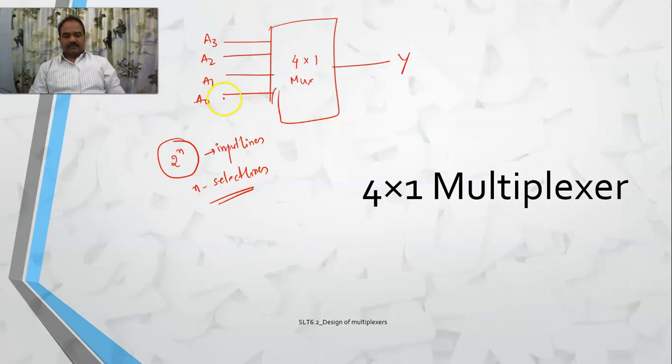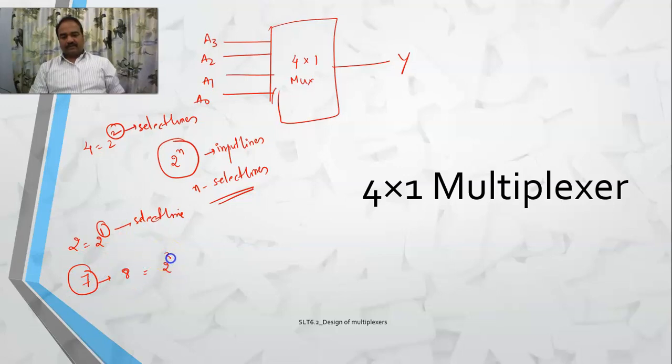So now 2 power n, this is 4, right? So 4 is equal to 2 square, so 2 will be the select lines which you do require. In the earlier case it was 2, 2 is equal to 2 power 1, so 1 will be the select line. If you do have 7 inputs, the next higher number is 8, so I'll take it as 2 power 3. So 3 will be the number of select lines. If I do have 14 inputs, the next power of 2 is 16, right? So 16 means 2 power 4, so 4 select lines will be there.